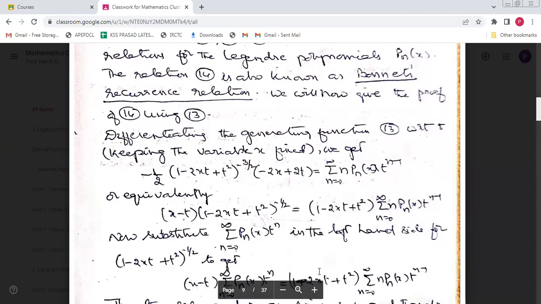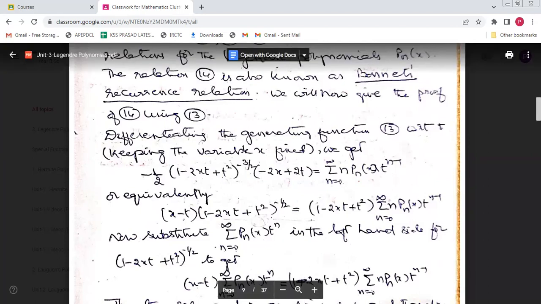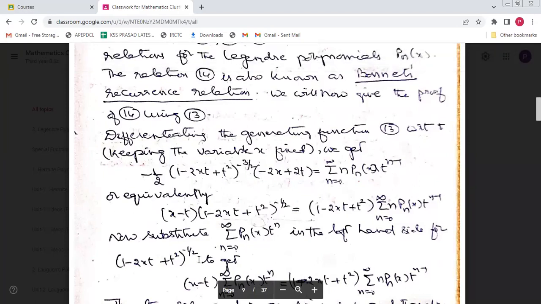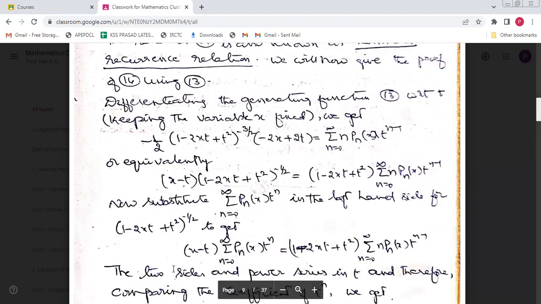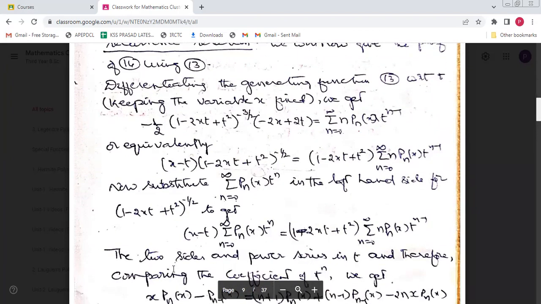సో నౌ సబ్స్టిట్యూటింగ్ summation Pn of x t power n on the left hand side, we get 1 - 2xt plus t² whole to the power of -half లో ఈ విధంగా రాయొచ్చు. ఏ విధంగా అంటే x - t into summation Pn of x into t power n, n running from 0 to infinity, that becomes equal to 1 minus 2xt plus t square into summation n times Pn of x into t power n minus 1 అన్నది ఏర్పడుతుంది.